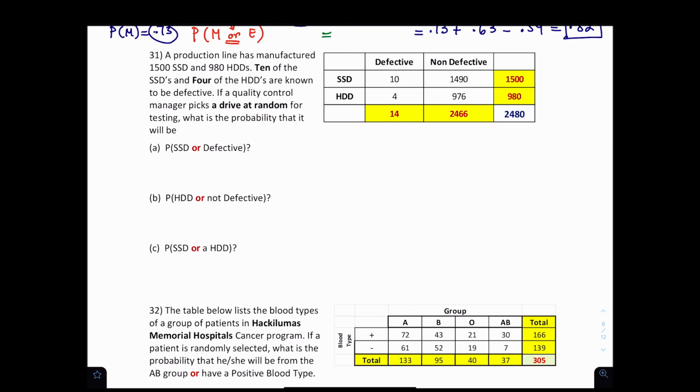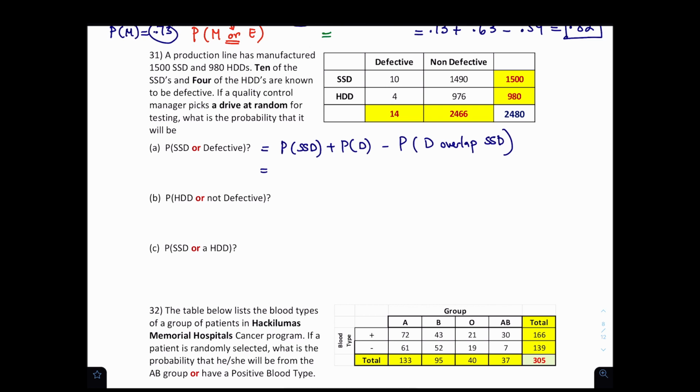All right, well, because of the OR, again, we notice this is an addition rule. So I will first define these questions. The probability of getting an SSD or a defective disk will be the probability of getting an SSD plus the probability of getting a defective disk minus the probability of getting a defective overlap SSD.